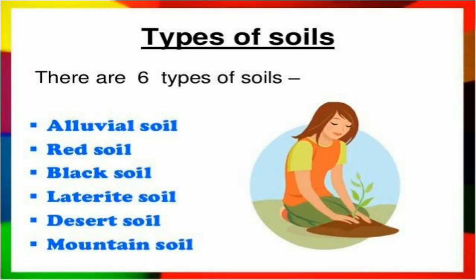Now how many types of soils are there? We are talking about our country, where 6 types of soils are there. First, alluvial soil. Second, red soil. Third, black soil. Fourth, laterite soil. Fifth, desert soil. And sixth, mountainous soil.